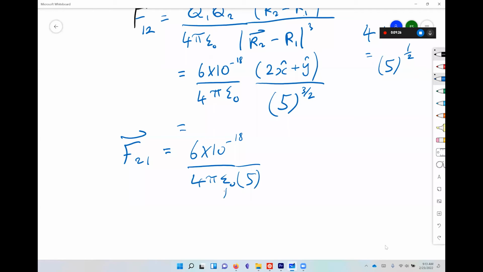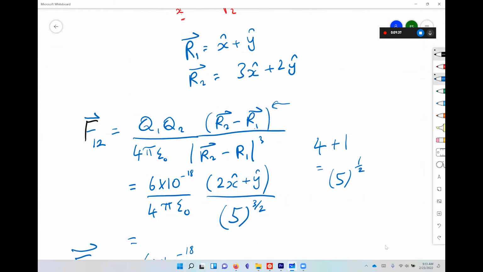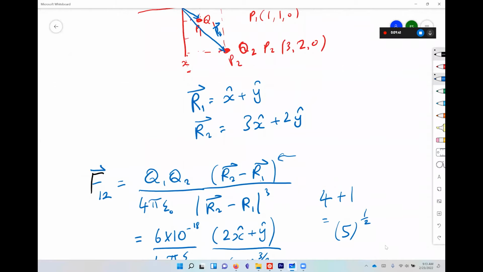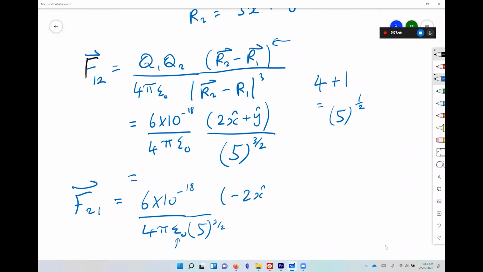Of course, you know what epsilon naught is, 8.854 something, right? But then we're going to have here R1 minus R2. R1 minus R2 is going to be x minus 3x. It's going to be minus 2x hat. And then y hat minus 2y hat is going to be minus y hat. So there's going to be a negative sign.